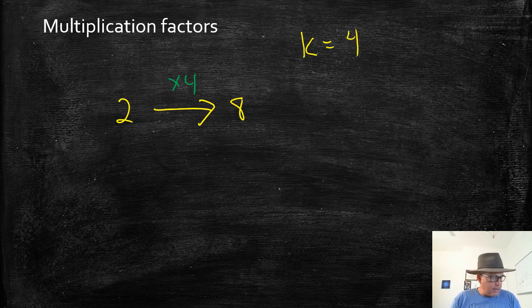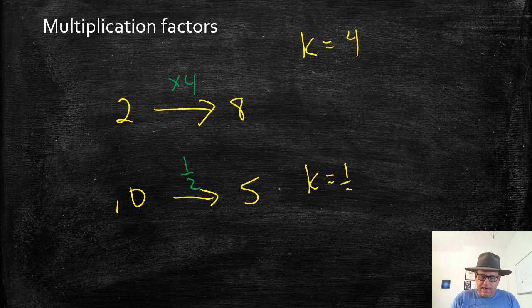Okay. Another example here, 10 into 5. 10 times what is 5? Again, I'm talking about a multiplication factor. Well, the answer is a half, isn't it? Because 10 times a half is 5. So my K in this case is a half.